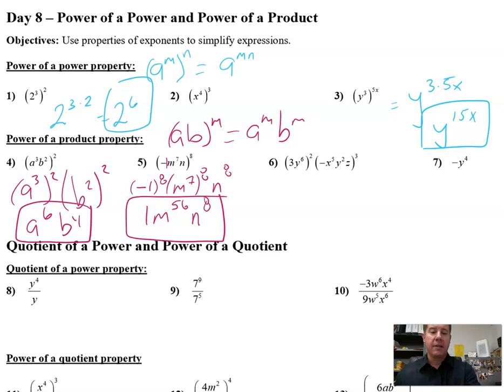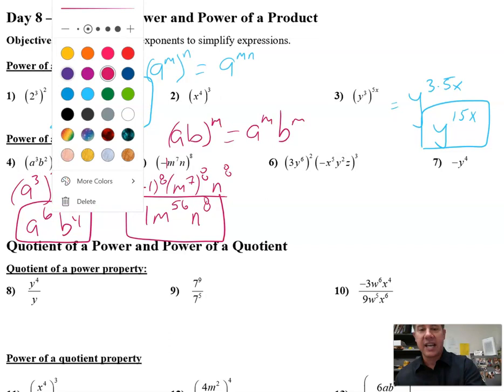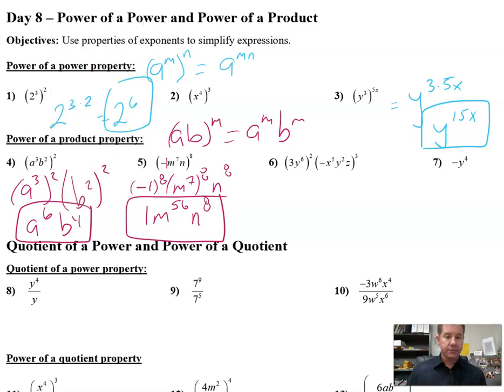So 1m to the 56, n to the 8th, or just m to the 56, n to the 8th. All right. Next problem now. Starting to mix our stuff together a little bit here.